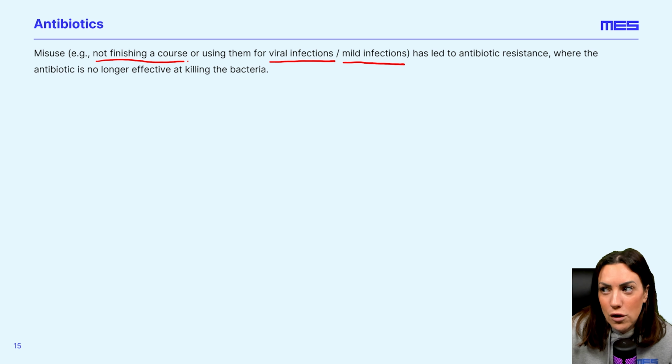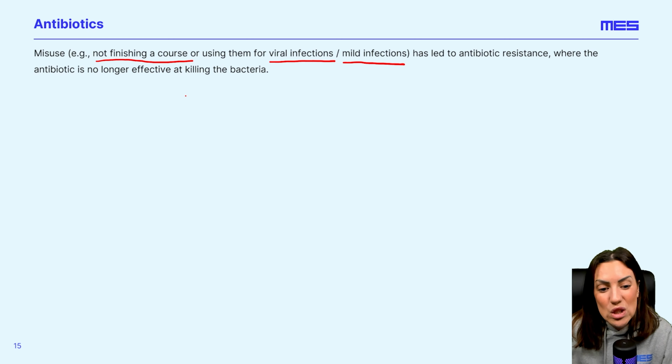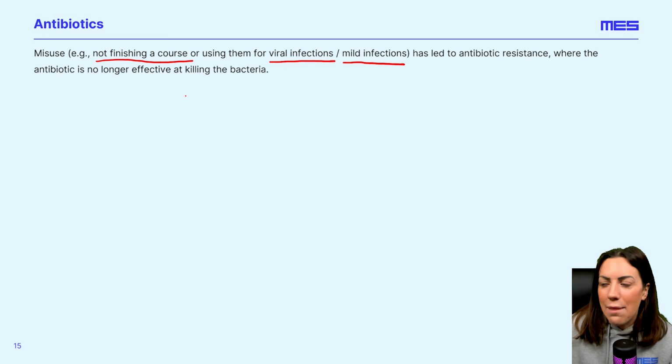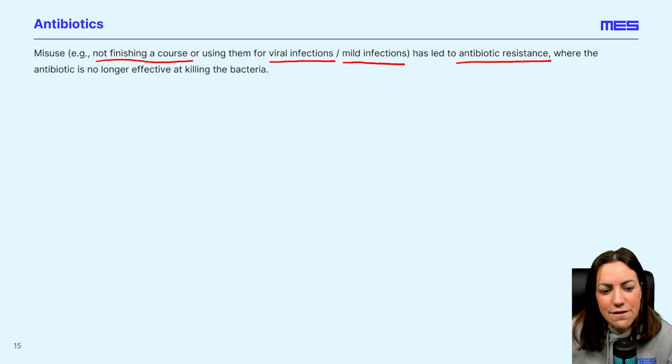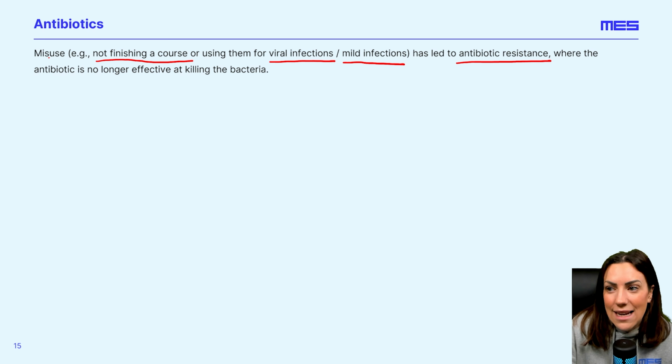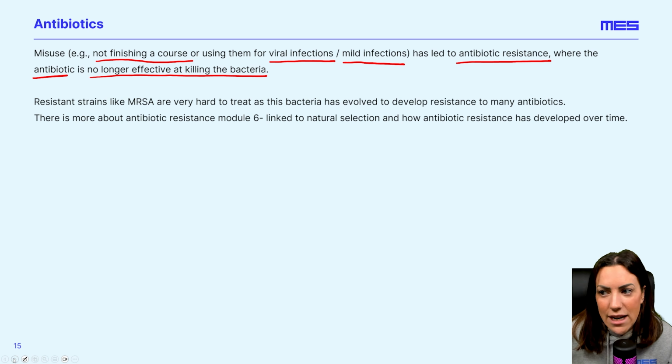Also, not finishing a full course of antibiotics. Usually when you're prescribed antibiotics, you're told to take them twice a day for 7 days. If you do not finish the full course of antibiotics, some bacteria may remain in your body even if you feel better, and they will start to replicate again. And the problem of all of these things is antibiotic resistance is developing. So bacteria are developing resistance to antibiotics. And what that means is the antibiotic will no longer be effective at killing the bacteria.